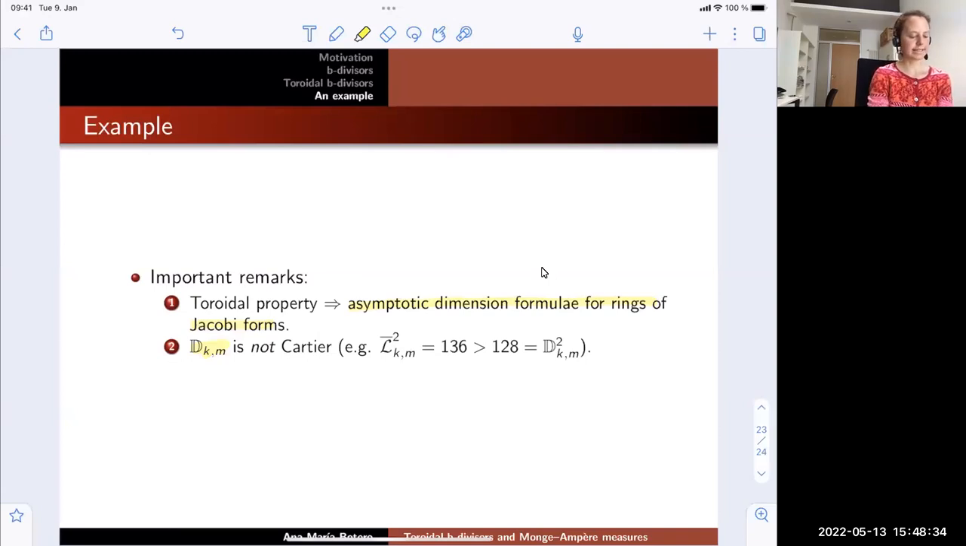So just as an example, we computed here the top intersection numbers in this compactification, and the difference here is, well, not zero. But yeah, I think that's what I wanted to say.